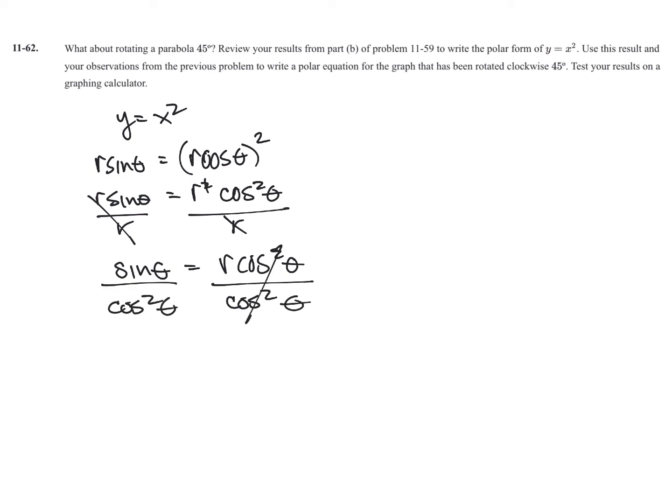So you will get r equal to sine theta divided by cosine squared theta. And now you can go ahead and check 1159b, and you'll see that is the correct answer.